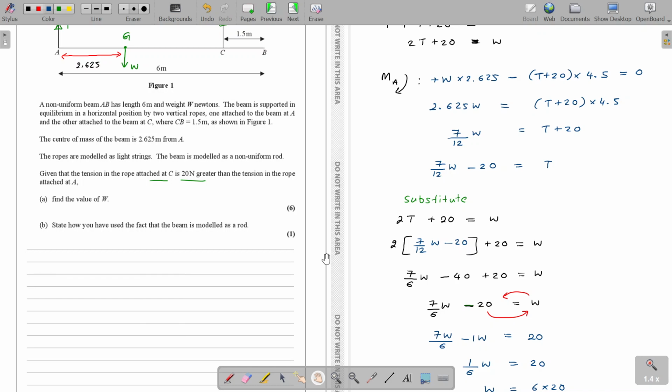In the table you can see for a beam, when the beam is modeled as a rod, what do they say? What are the assumptions? How have you used the fact that the beam is modeled as a rod? The beam is rigid, or it does not bend. Okay, is this okay?